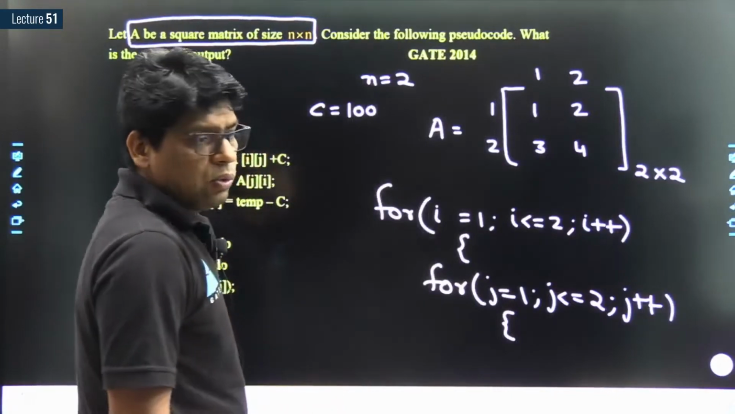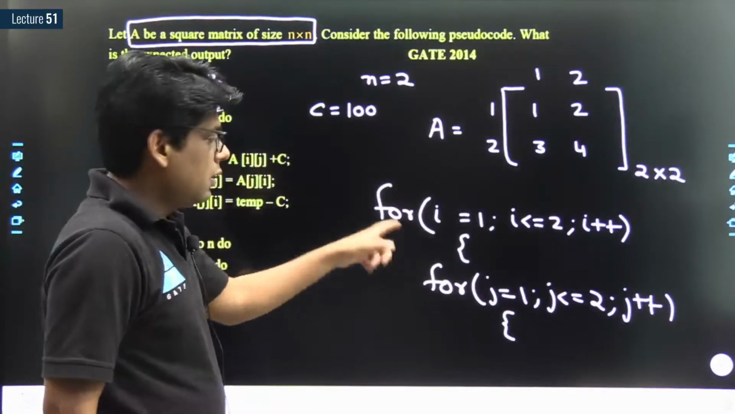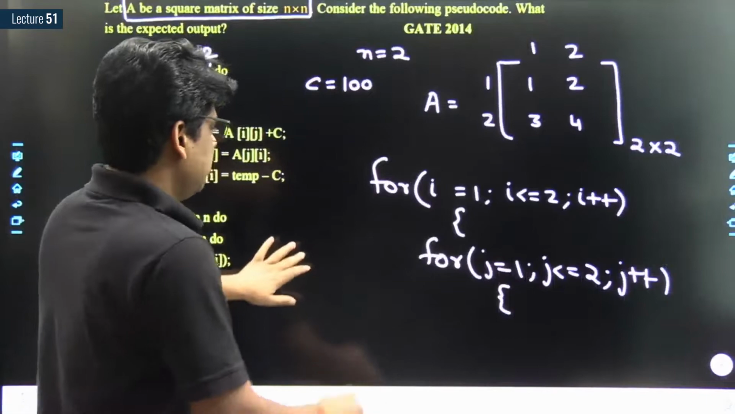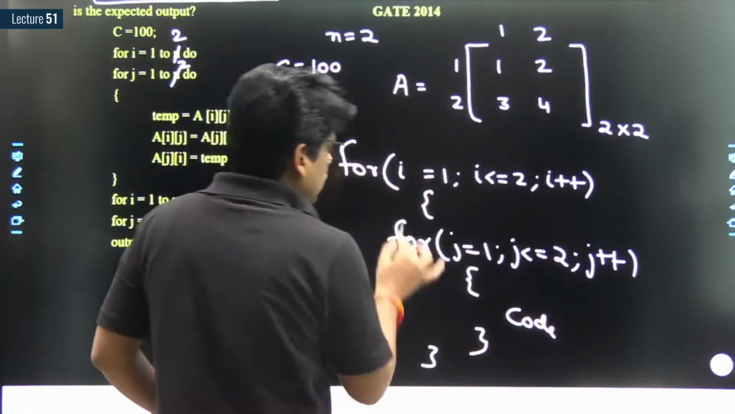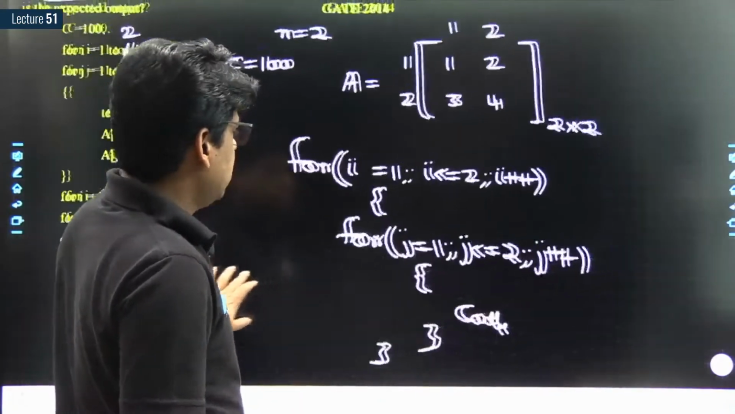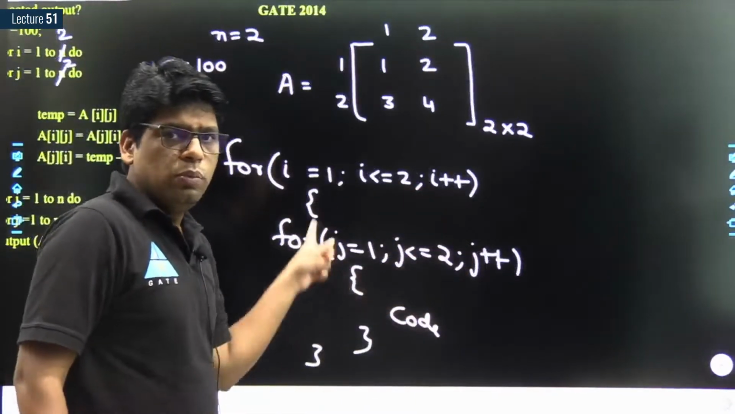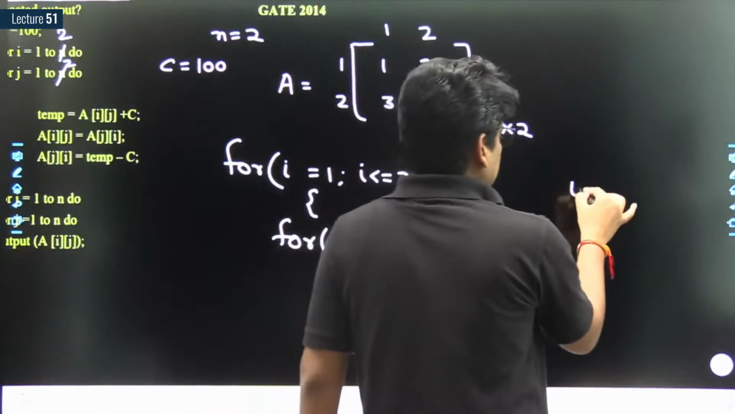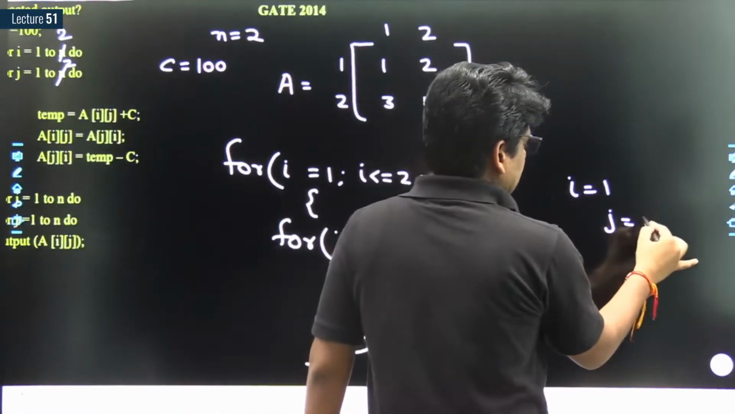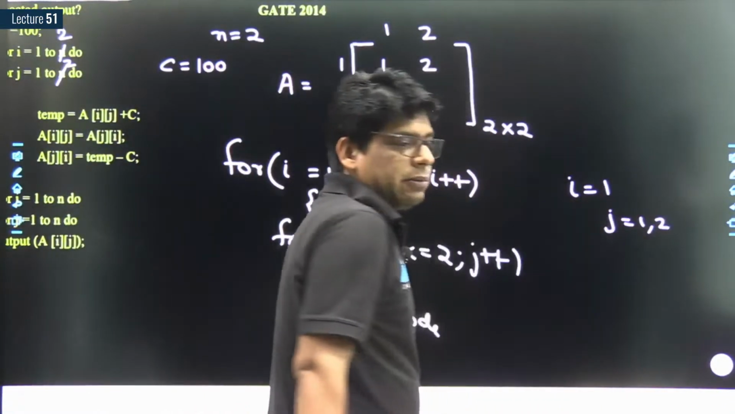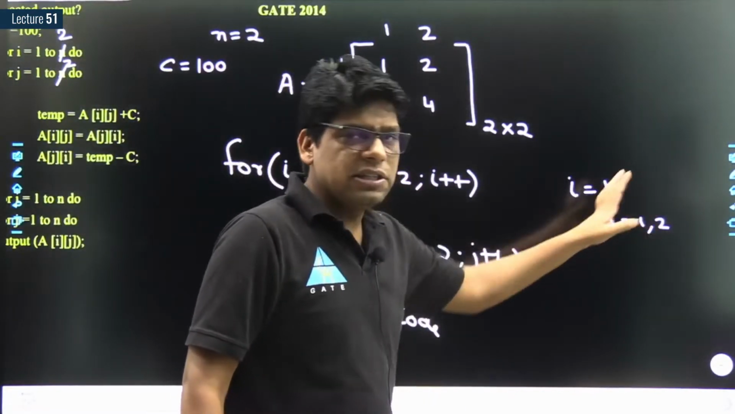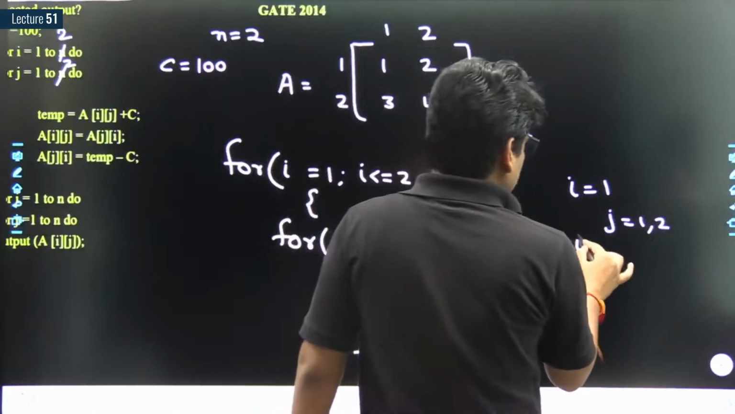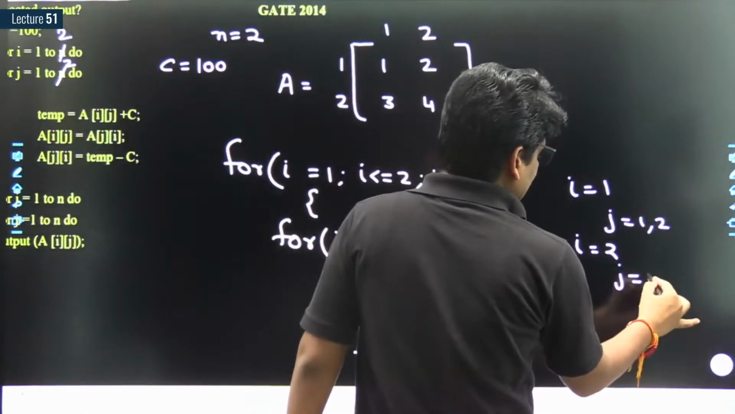Is it a nested loop? Yes sir, it is a nested loop. Some code is written over here. So how does a nested loop work? Sir, for I is equal to 1, this whole loop will work. That means for I is equal to 1, the inner loop will run. First the code will run for j is equal to 1, then j is equal to 2. Then for I is equal to 2, again the inner loop will work.